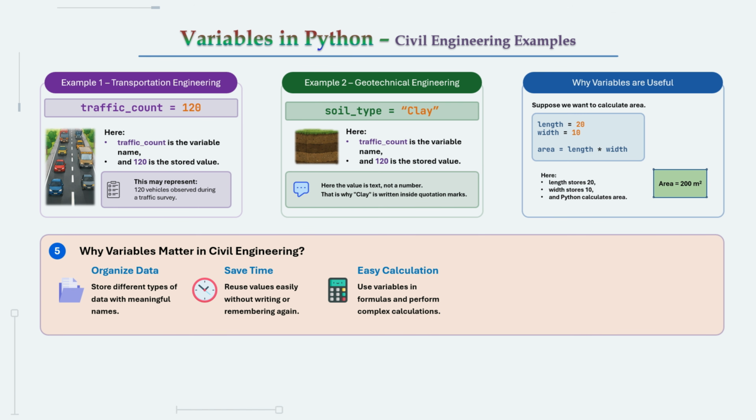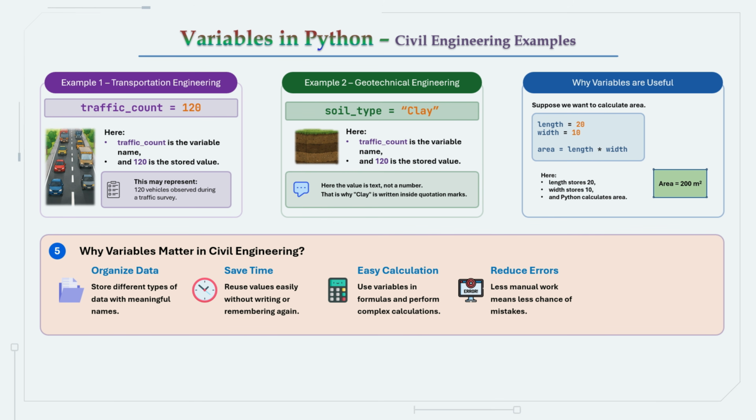Fourth one is reduce errors. Variables also help reduce mistakes. When we do manual calculations repeatedly, there is a higher chance of errors. But when Python performs calculation using variables, the work becomes more accurate. Suppose you are calculating road area for many roads. Doing everything manually may create mistakes, but Python can calculate quickly and correctly using variables.